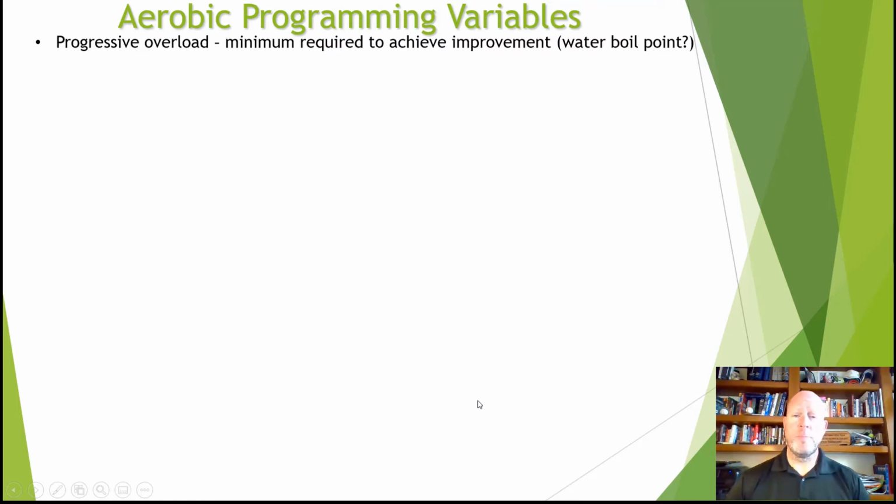That said, aerobic programming variables. Getting to the training aspects for aerobic power. Progressive overload is the minimum required to achieve improvement, right? Overloading the system. Of course, we've talked about this a little bit before. I want to make sure it's really clear: when we say overload, it doesn't mean go crazy. It means just do more than you're used to, and not by a ton, but by a very small amount.